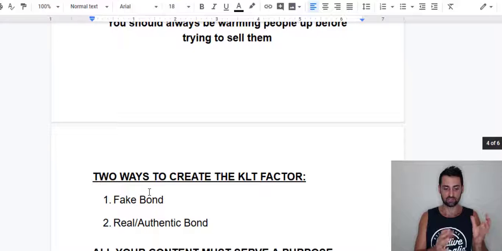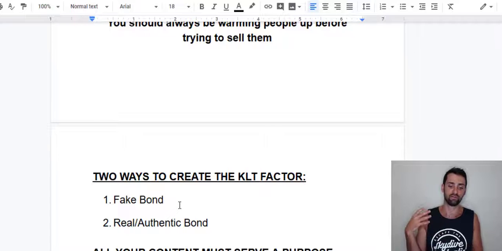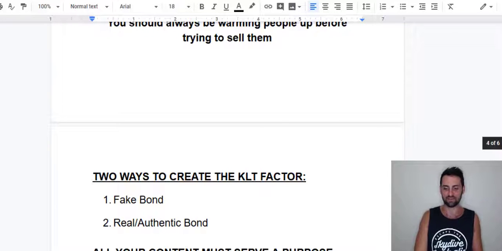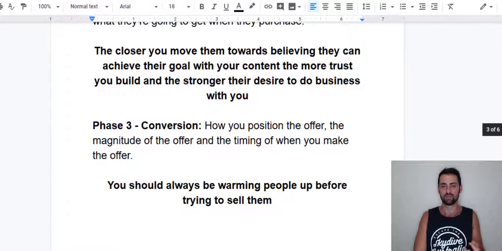Now, there's two ways you can create the know, like, and trust factor, the KLT factor. The two ways are, as you can see here, fake bond and real authentic bond. Fake bond, you've probably seen this a lot, is the people out there showing off their big mansion, or traveling around the world, or standing in front of their Lamborghini or whatever it might be. They're creating this bond with people, showing themselves as this great guru type person who's making all this money, and that has some draw to people.